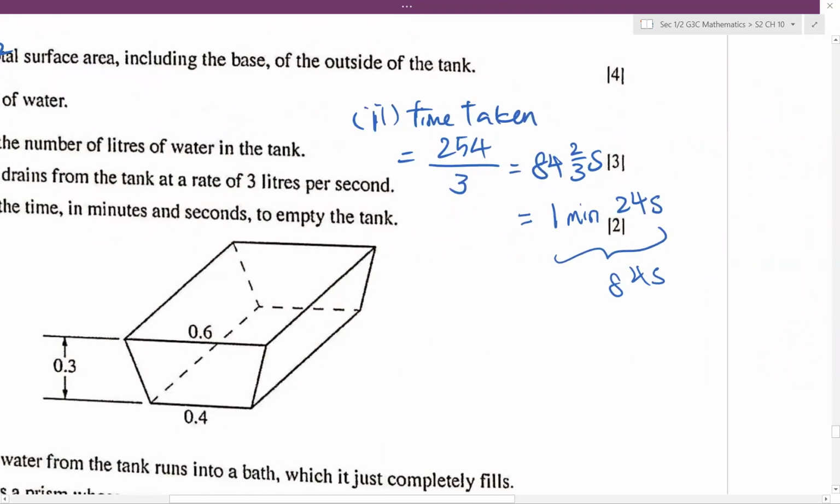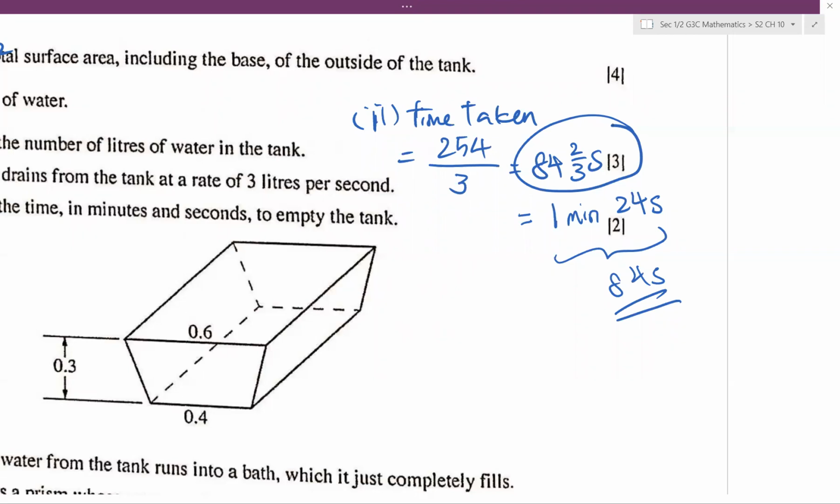Do you recognize that there's a missing 2/3 second? You don't? Okay, so 1 minute 24 seconds is only 84 seconds, right? Yes or no, Shini? But the total time is 84 and 2/3 seconds. Do you agree? So what happened to the 2/3 second? Cannot just ignore it, right?